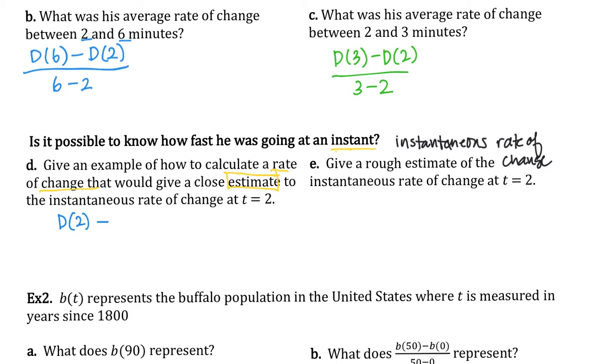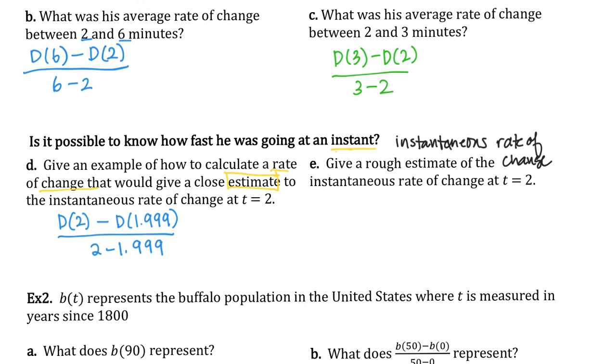So maybe I do d of 2 minus d of 1.99999. Is that an instantaneous rate? No, but I'm trying to make the 2 points as close together as possible. So it's happening over such a short time span that the points become really, really close together. I could have also chosen maybe d of 2 minus d of 2.001 or some other point that is very, very close. I want to pick the 2 closest points possible.